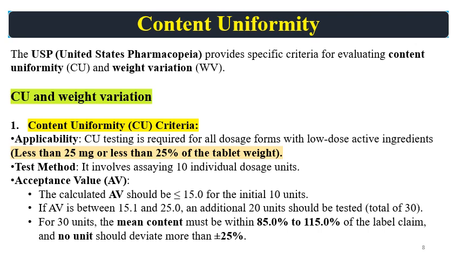First test is on 10 units and second test is on 20 units. So total units will be 30, and based on that AV value criteria is there. So for first 10 units, the stage is L1, and then another 20 units, the stage is L2.